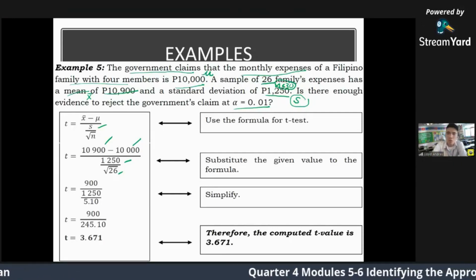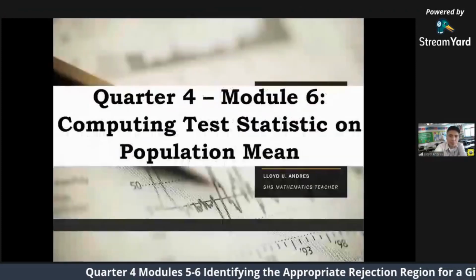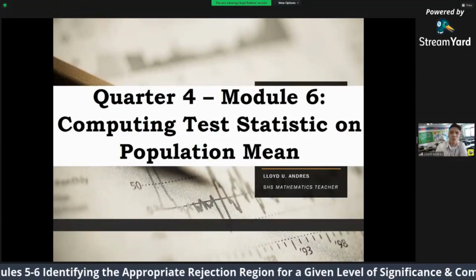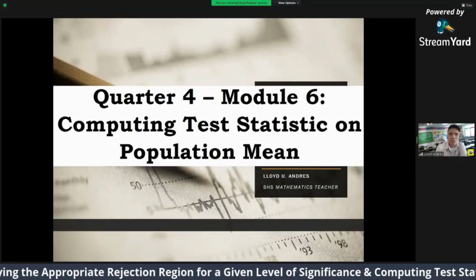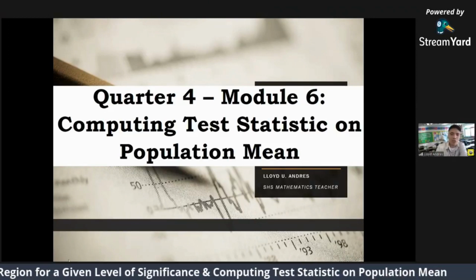So I have given examples for each situation. That's all for Quarter 4 Module 6, computing. That's how to compute the test statistic on a population mean.